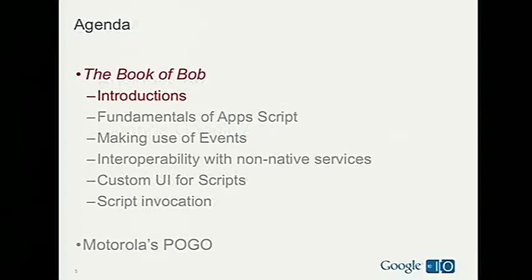All right, so the agenda for today. First off, we're going to talk about the book of Bob. We're going to make introductions. We're going to talk about the fundamentals of Apps Script. We're going to talk about events, interoperability with non-Google services, custom UI generation, and standalone script invocation. And then after talking about the book of Bob, we're going to have a special guest from Motorola, Stephanie Anthony, who's going to tell us about their portfolio on Google tool, Motorola's Pogo. So let's get started with introductions.